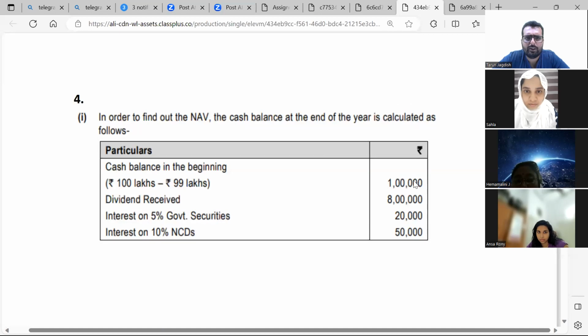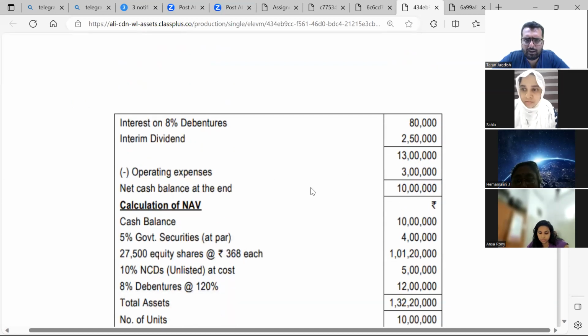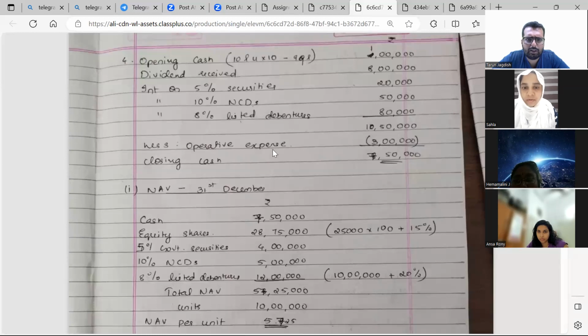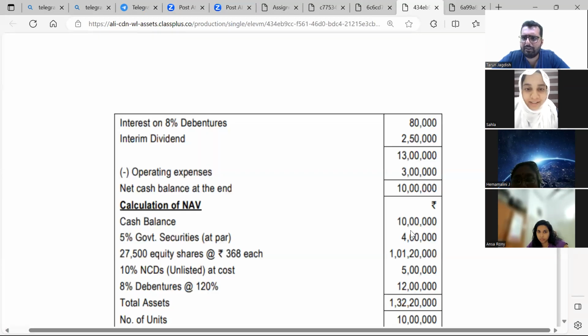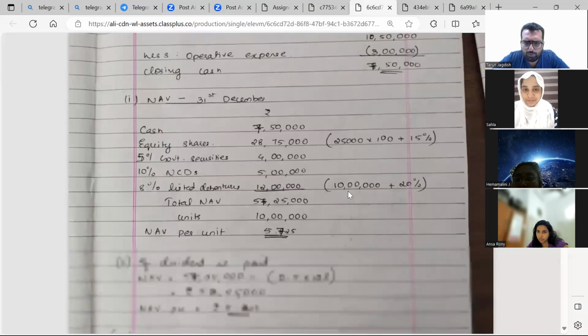Let's check. 1 lakh, dividend, interest, all that you have taken. Cash balance is 10 lakhs over here. So you have missed out something. I think you have missed out on the interim dividend. Yes, I missed out that. Interim dividend. So your cash went wrong. Once your cash goes wrong, complete thing out of your hands. I hope you're clear, right? So NAV is 13.22.